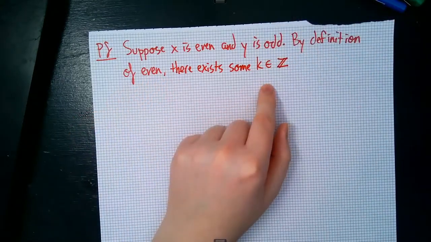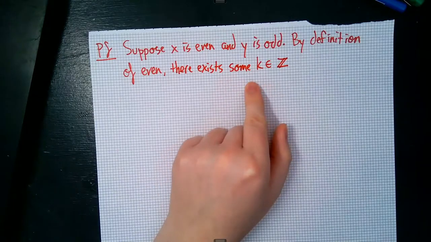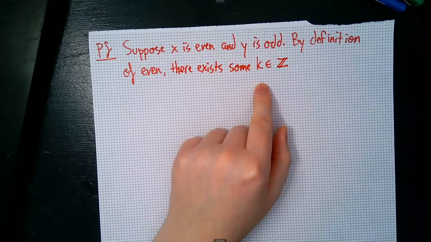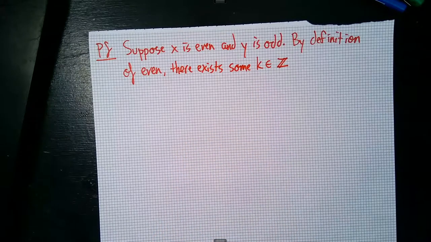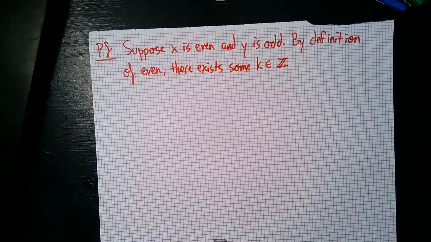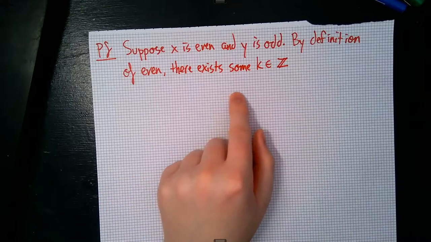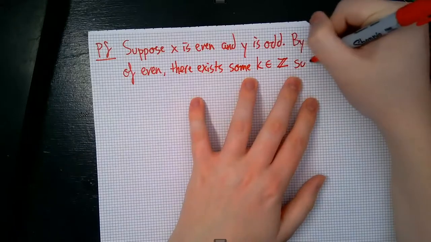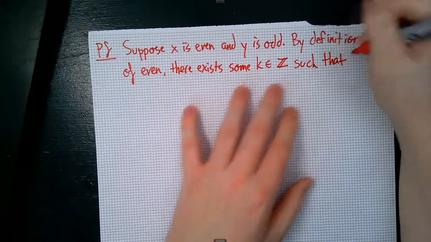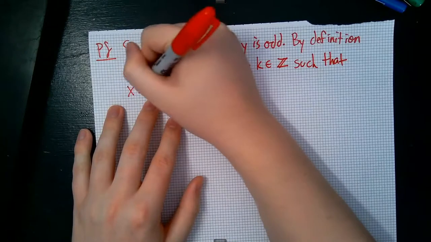And the reason why is, let's say that we didn't specify k is an integer. Then that actually stops telling us a lot of things, because, for example, if we don't specify that k is an integer, well, 5 equals 2 times 2.5, so obviously 5 is even, right? And therein lies the problem. That's why we have to say that k is an integer, because otherwise we get into some weird shenanigans. So, by definition of even, there exists some k in the integers such that x equals 2k.